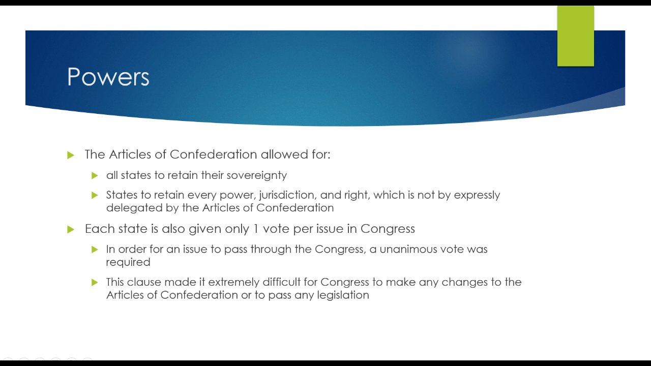Now, it's hard to get 13 people who all have similar backgrounds and similar interests to agree on one thing. When you take that concept and extend it to 13 very, very different states that all have very different interests, then it's very difficult to get anything done. And it pretty much comes to the point where it was impossible for the government to get anything done during the Articles of Confederation period because you needed complete and unanimous support.